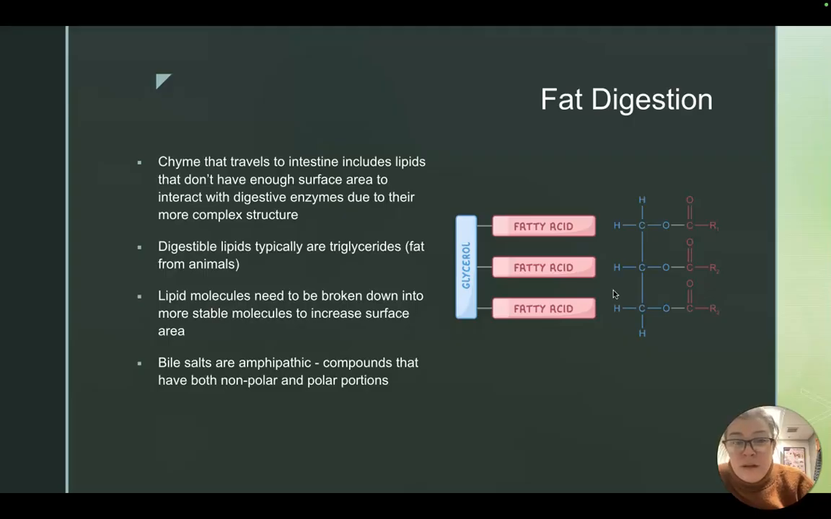Essentially they have that glycerol backbone and then have 3 fatty acids bonded to it. So when this molecule is broken down, it's going to break down into glycerol and free fatty acids. Now, bile salts are comprised of a polar portion and a nonpolar portion, which allows bile to essentially connect with those lipid molecules.